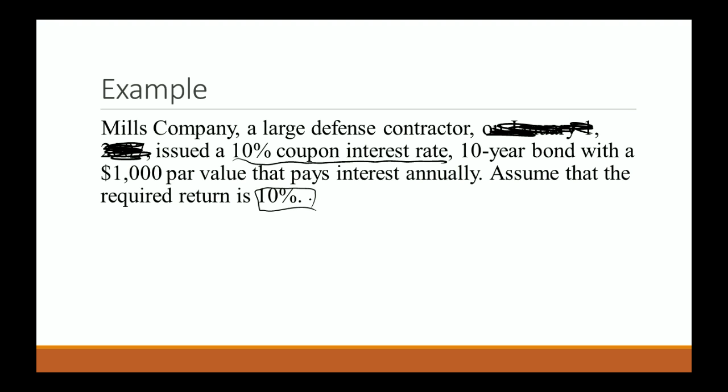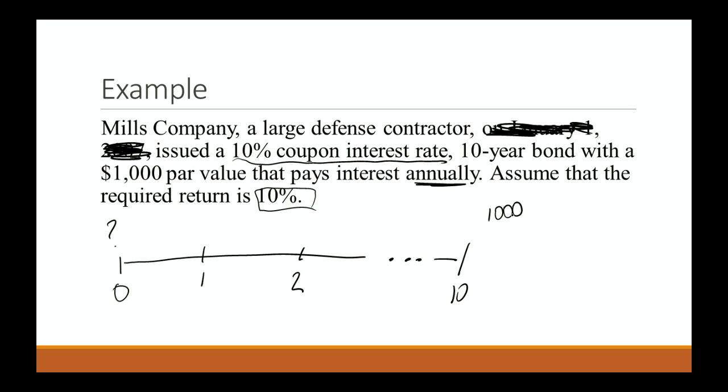So we can put this on a timeline, just like we've done all of our other time value of money problems. So at time period 0, we are wanting to determine what this bond is worth. We're going to receive interest payments annually. And so we will receive the same interest payment every year for 10 years. And we will receive $1,000 at maturity.